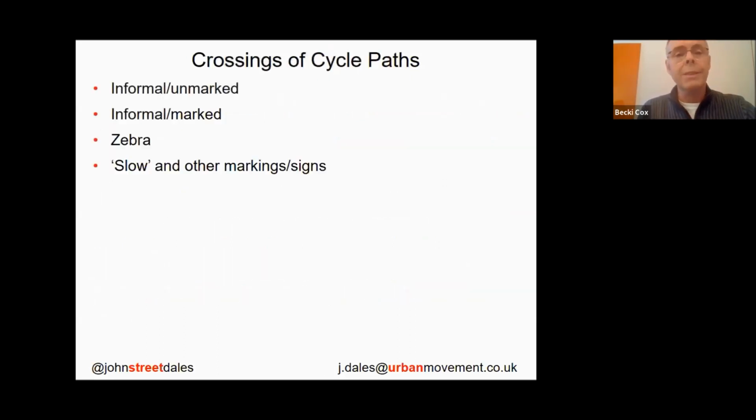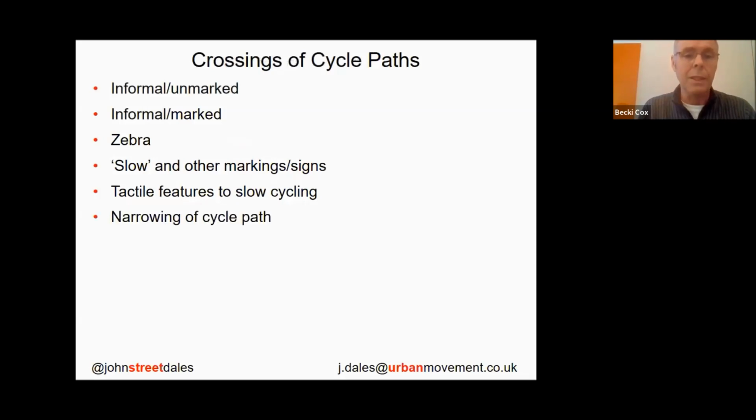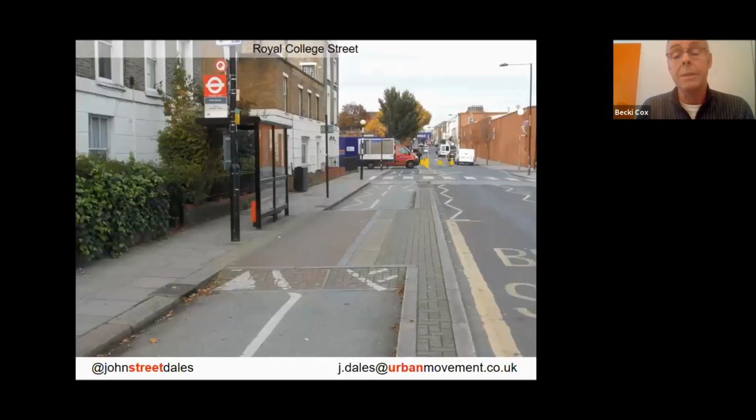And there are different ways of doing it. You can basically have nothing. You can have some kind of vaguely marked crossing of the cycle track, cycle path. We could have an informal zebra, or actually now a formal zebra. We could have slow markings and other stuff. We could use features to encourage cyclists to slow down, ribs and stuff like that. And we could possibly also narrow the cycle path at the point of crossing behind the bus stops. With the best will in the world, even with a high level of cycling service, you don't particularly want to be encouraging one person on a cycle to think they can overtake another in a contested arrangement like this. So you could narrow it down.